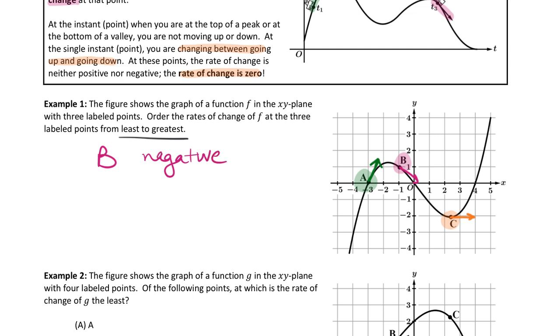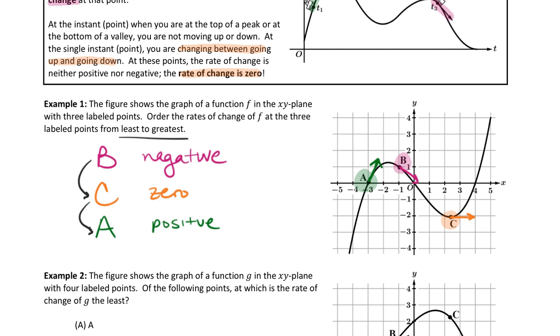After the negative rate of change, what would be the next largest? C. Because if we're going from negative slopes, or from least to greatest, we have to go from negative. We cross 0 on a number line, and therefore our greatest slope would be at A. That's where our positive slope is. So our order from least to greatest would be B to C to A.